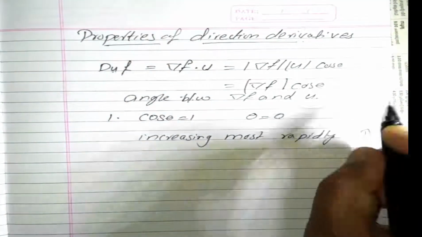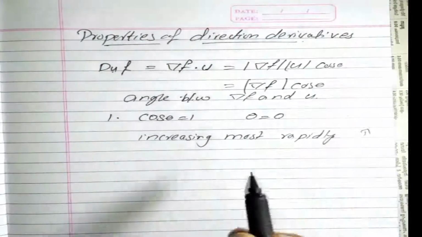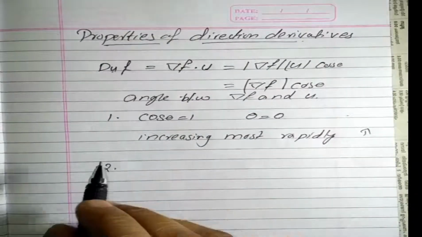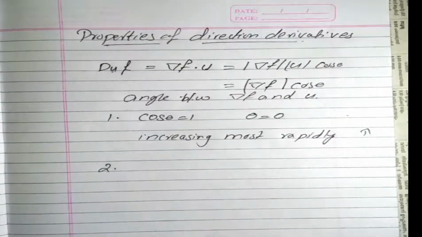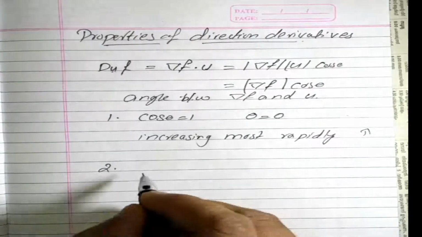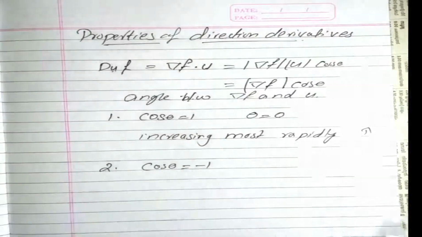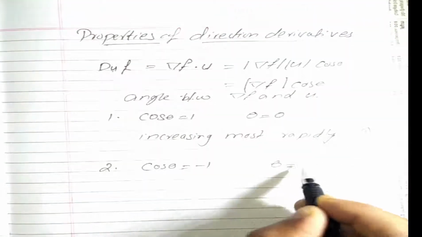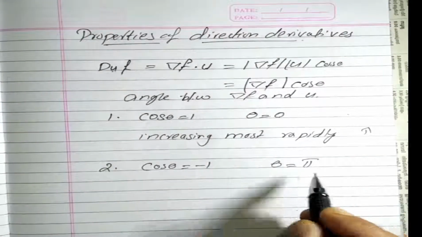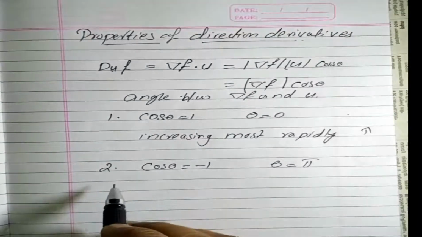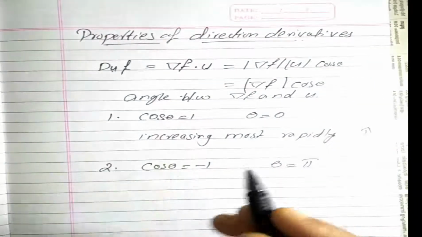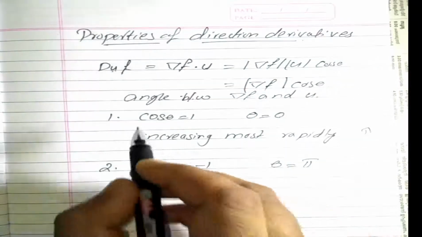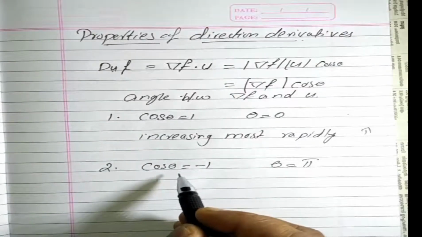That means the function is increasing, going from a low level to higher levels. The second property is the opposite of the first, that means decreasing. The value of cos theta is equal to minus 1, and the theta value is pi. Then cos theta equals minus 1, so the function is decreasing most rapidly. That means it is the minimum value, whereas the first was the maximum value.